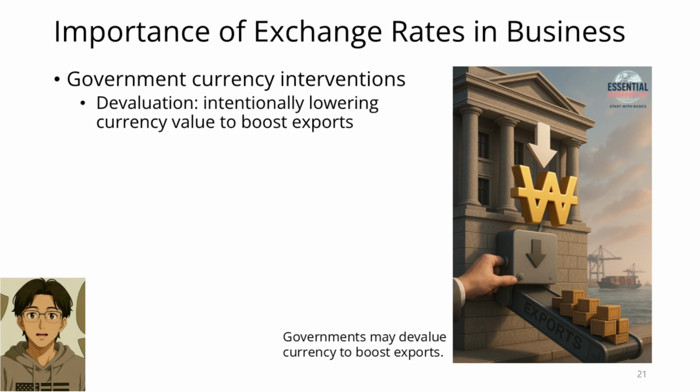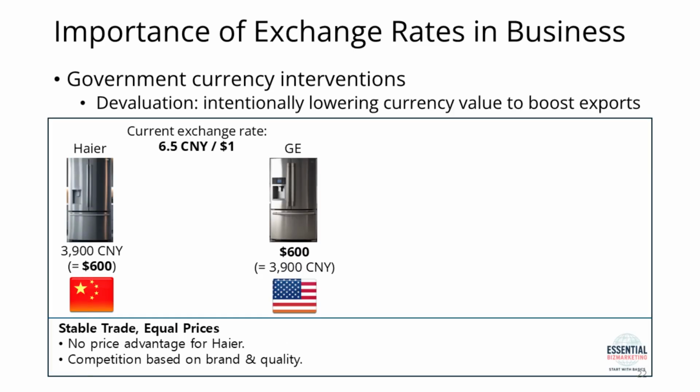Now let's shift from firms to government actions. Governments sometimes devalue their currency, intentionally lowering its value, to boost exports. This makes domestic goods cheaper for foreign buyers, increasing global competitiveness. Let's look at how devaluation affects real trade. At an exchange rate of 6.5 yuan per dollar, both Haier and GE products cost the same, $600. In this case, there's no price advantage, and trade remains balanced.